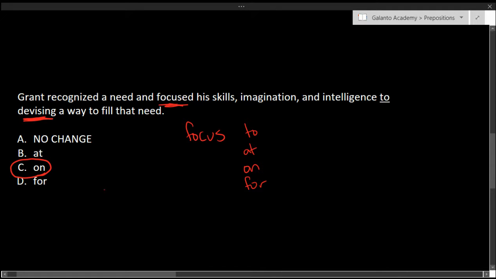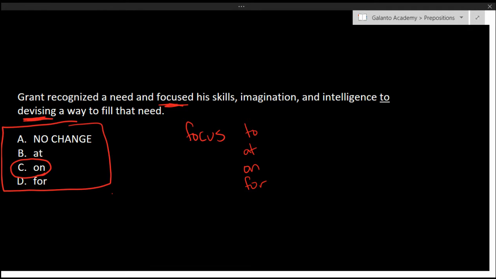So again, when you see the list of prepositions, do what you can to recognize which two words or phrases are being linked together by that preposition and focus just on those.